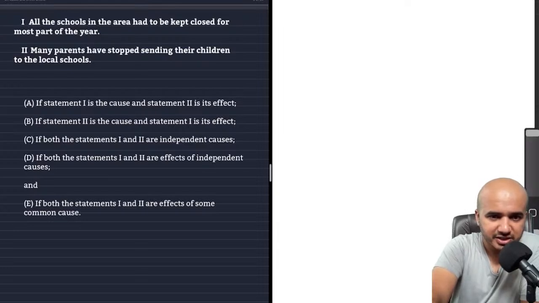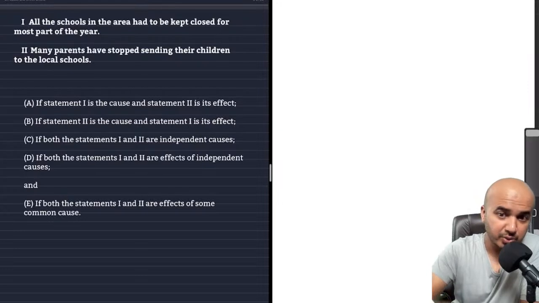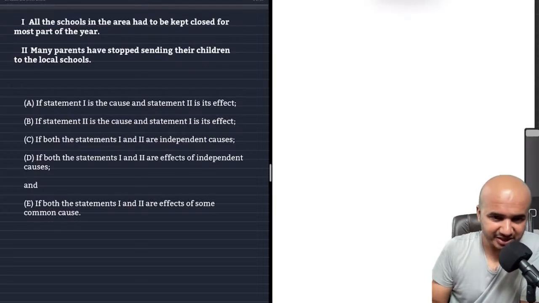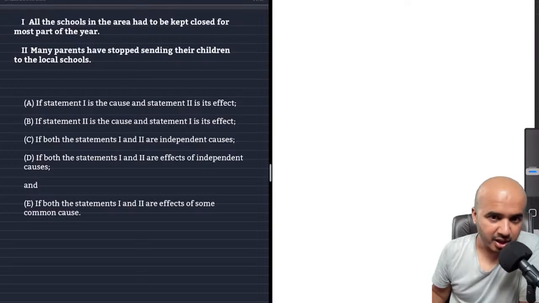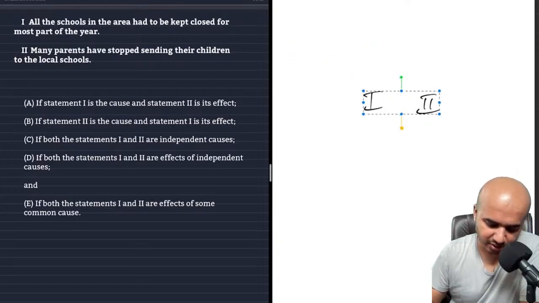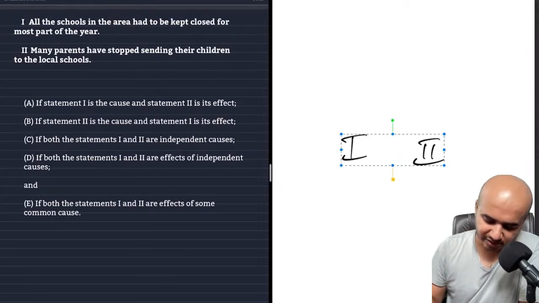So now in this case, they say all the schools in the area had to be kept closed for most part of the year. So now that is one statement. Now, does that statement have any connection with statement 2, wherein they say many parents have stopped sending their children to the schools? So how do we look at it? Should we say it is option A, wherein one is the cause and the other is the effect?